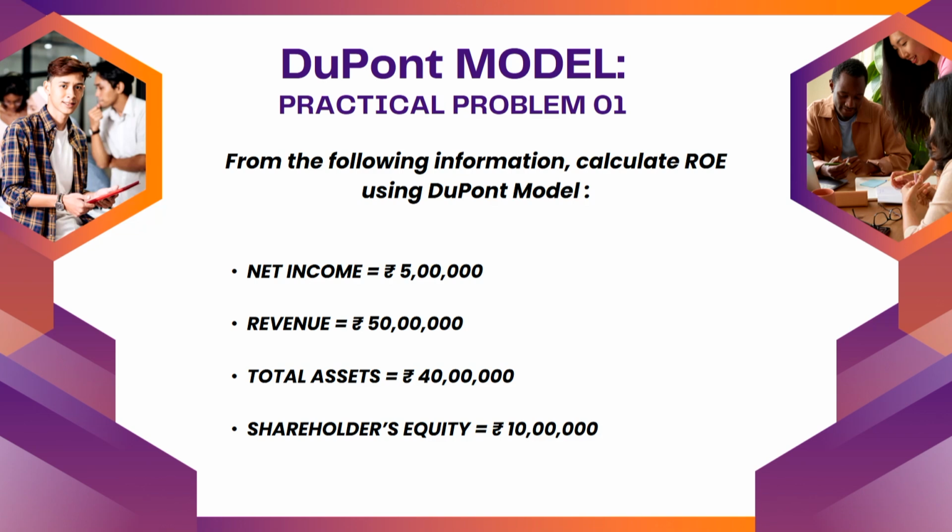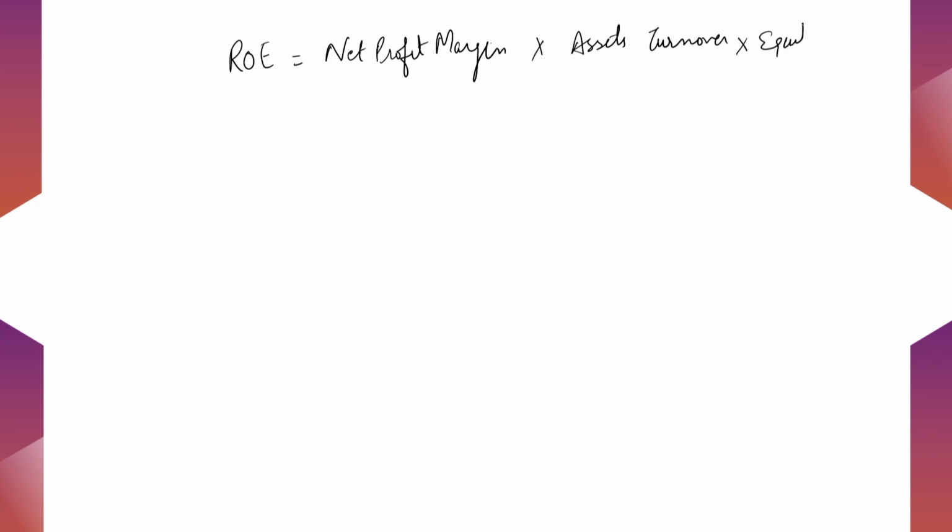To start with, as we know, the ROE has 3 components. The first is net profit margin, multiplied by asset turnover, multiplied by equity multiplier.